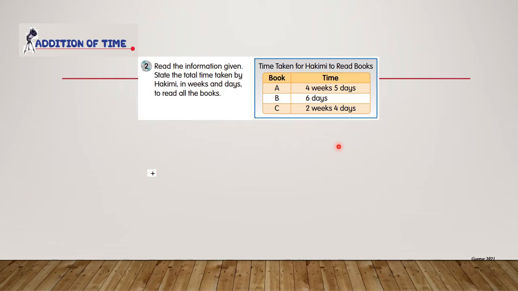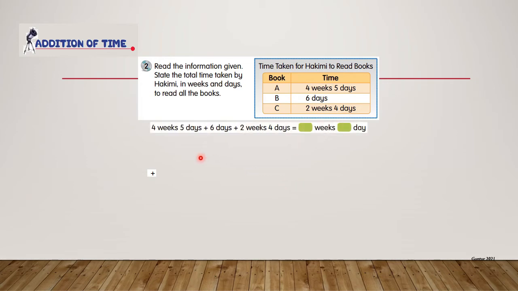Okay, look at the picture here. Read the information given. State the total time taken by Hakimi in weeks and days to read all the books. Okay, time taken for Hakimi to read books. Book A 4 weeks 5 days, book B 6 days, and book C 2 weeks 4 days.